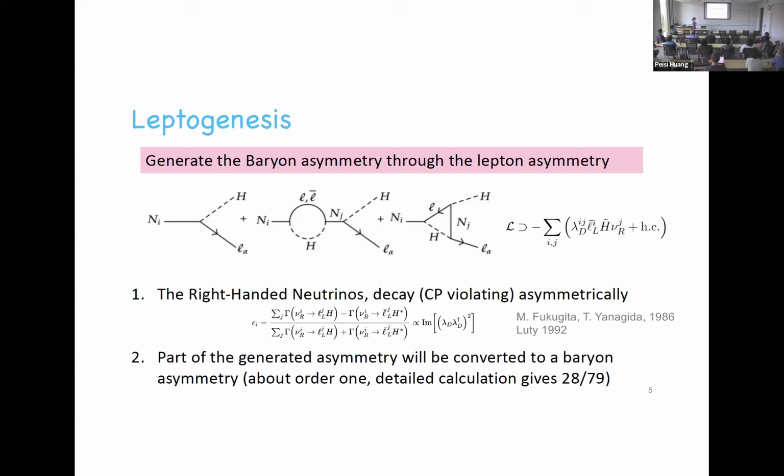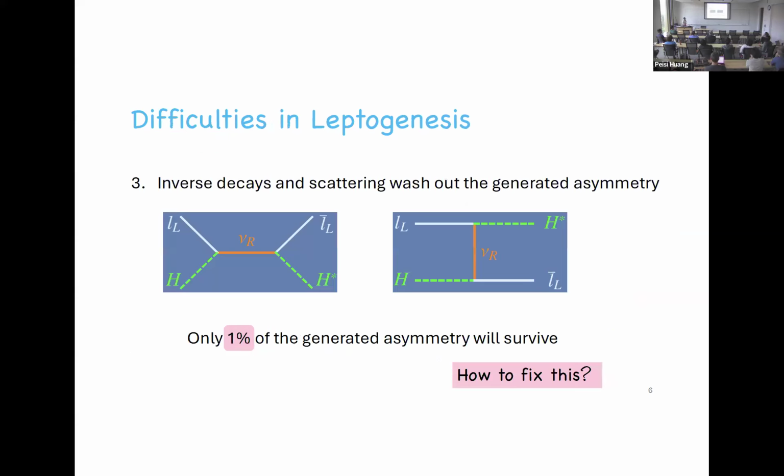And then in the second step, part of the generated asymmetry will be converted to a baryon asymmetry through the sphaleron process. This part is pretty efficient. It's about order 1, and detailed calculation shows about 28 over 79. The major difficulty in leptogenesis is in the third step, the washout processes. There are leptons and Higgs in the thermal bath. They can annihilate through a right-handed neutrino, and they can also scatter through a t-channel right-handed neutrino. Those processes generate anti-lepton at the cost of lepton and therefore erase the generated asymmetry.